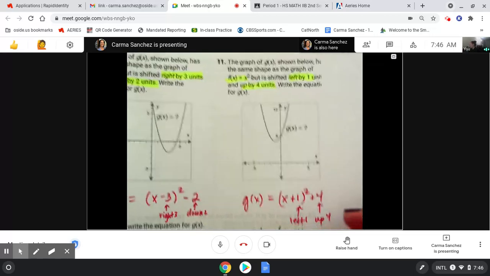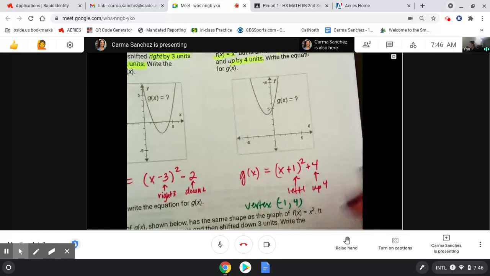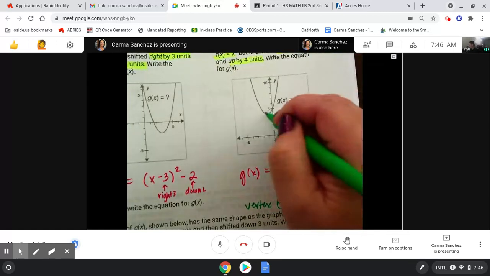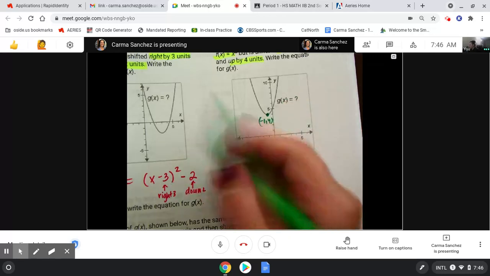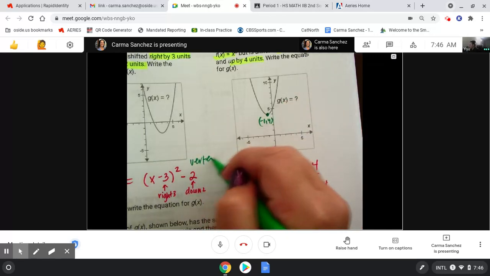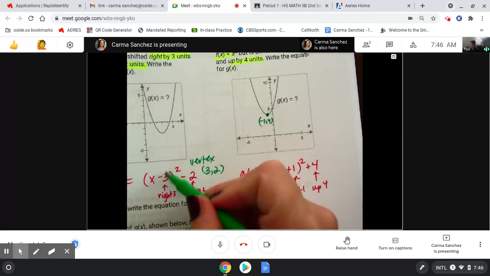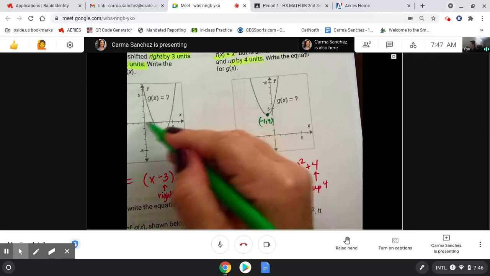Did you get that the vertex is negative 1 comma 4? Go check it out. Back 1, up 4. And let's go do this one. Did you get that the vertex was positive 3, negative 2? Check it out, positive 3, down 2.